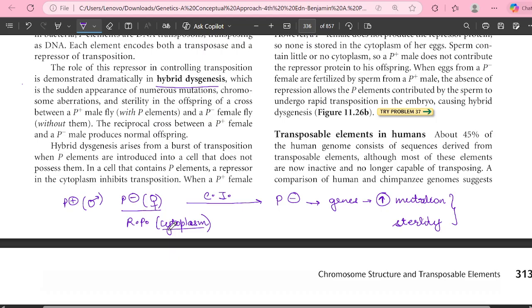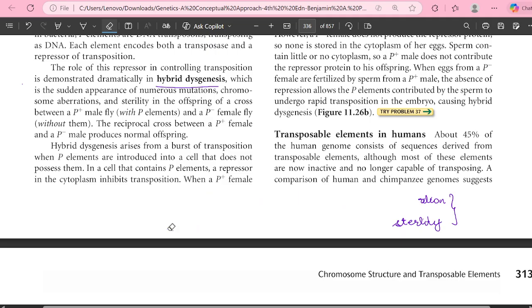Now transposable elements in the humans, most of them have now become inactivated and very few of them are actually active. And this is one of the reasons why the human genome is comparatively very much stable. But there is one interesting fact that almost 45% of the genes which are present in the human DNA have been somewhere directly or indirectly derived from these transposable elements.